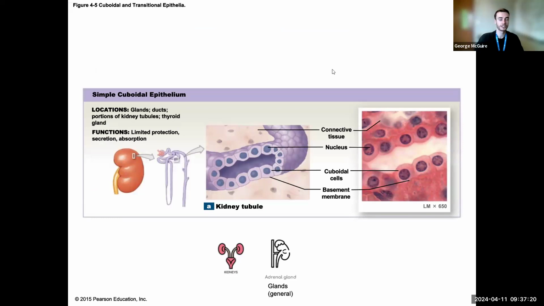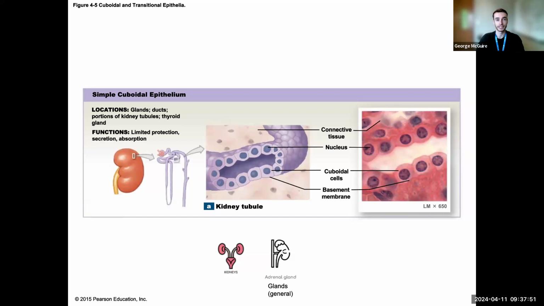So our next cell shape is cuboidal, and they look almost like a cube in shape. Essentially, this is referring to the idea that all sides of the cell are generally the same length. So they're not exactly cubes, they're more of these round-looking circles, but they're not exactly spheres either, so cuboidal. Simple cuboidal epithelium are the most common of our cuboidal epithelium, but cuboidal epithelium in general are quite rare.